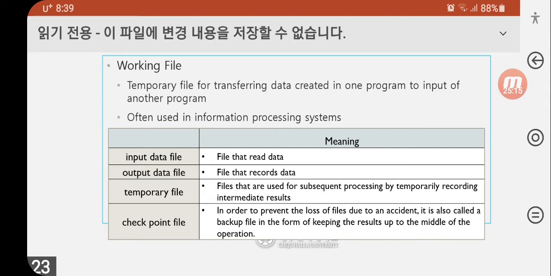And working file is a temporary file for transferring data created in one program to the input of another program. Often used in information processing systems.